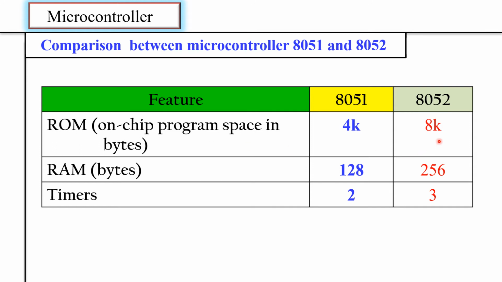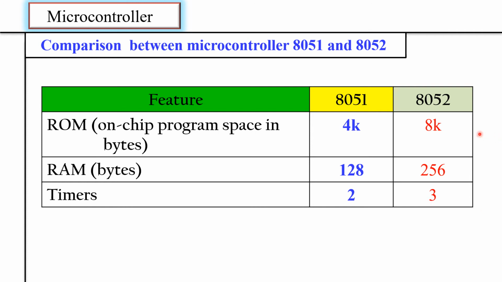Onboard ROM: 8052 has 8 kilobytes of onboard ROM or EEPROM. The microcontroller 8051 has 128 bytes of RAM, whereas 8052 has 256 bytes of onboard RAM. The microcontroller 8051 has two 16-bit timer event counters, whereas 8052 has an extra 16-bit timer event counter, so it has 3.